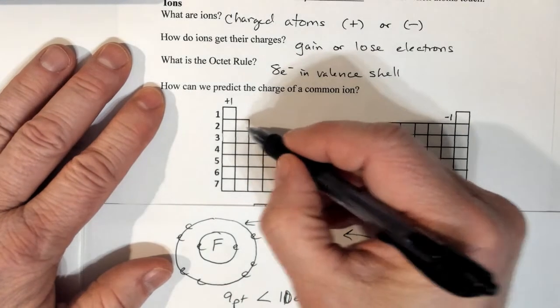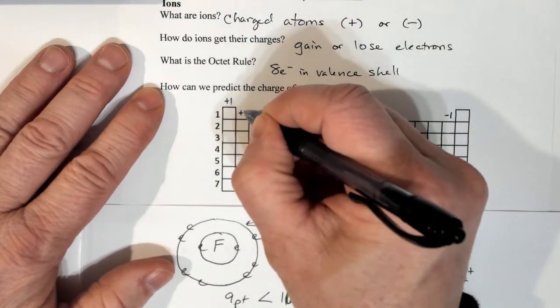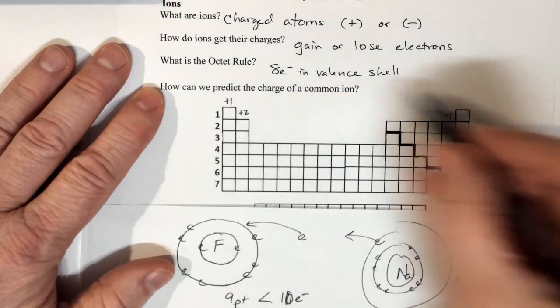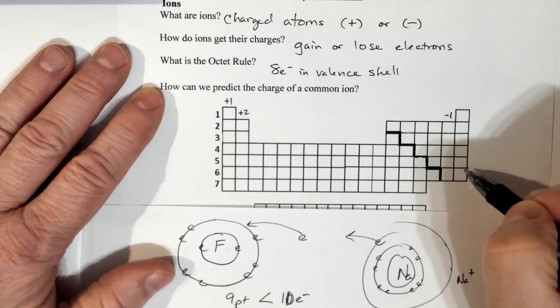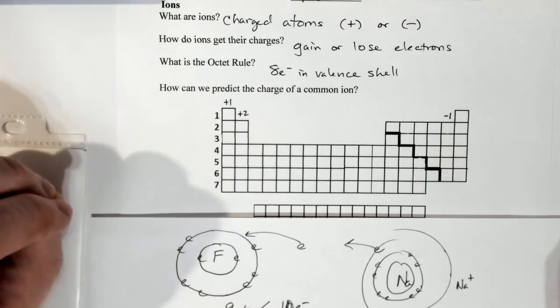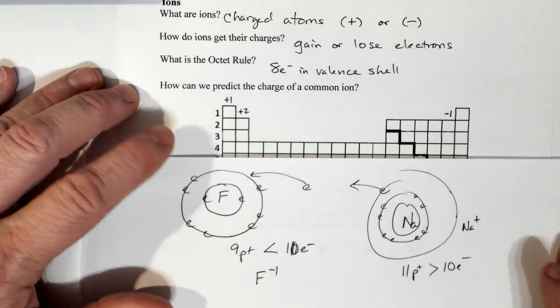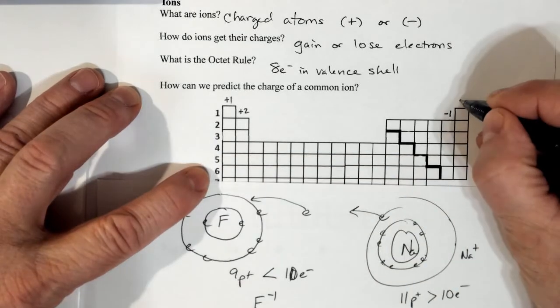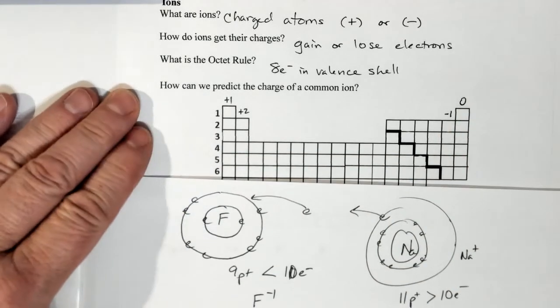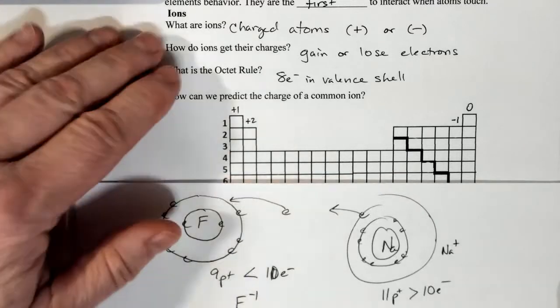These right here are too hard to gain, so they actually like to become +2. They love to give away 2 electrons and act like the noble gases. But now remember, the noble gases don't want to gain or lose. They're already happy. So they have no common ion charge. They just want to stay neutral, okay?